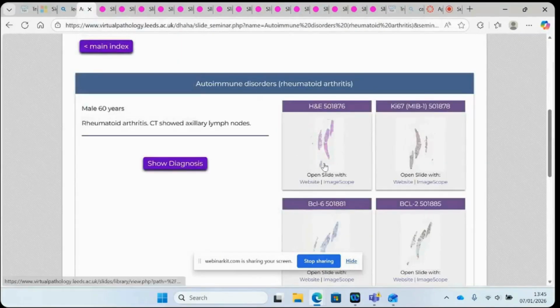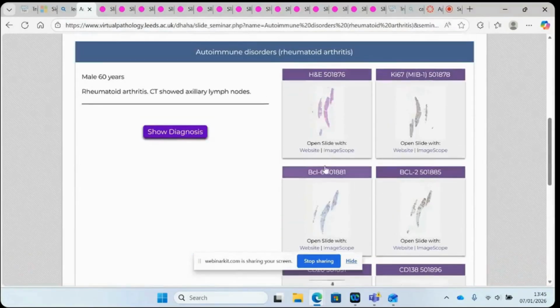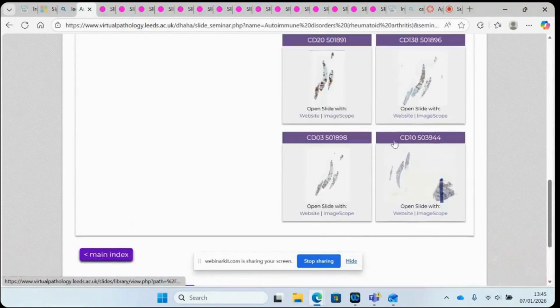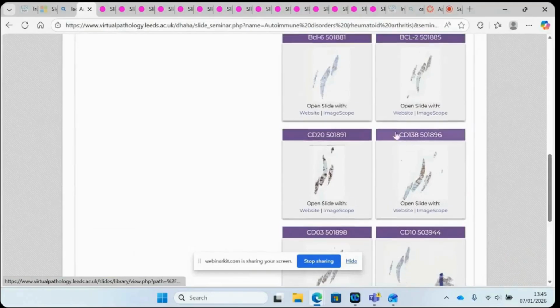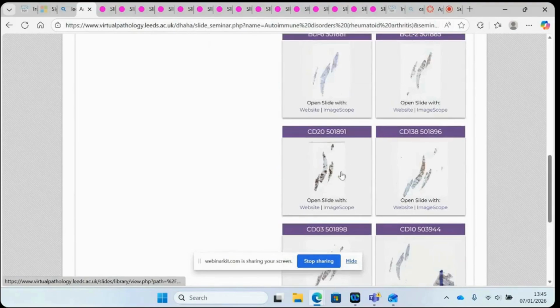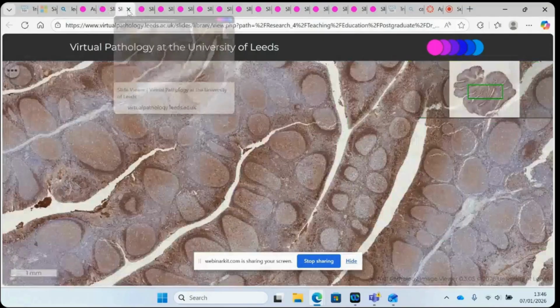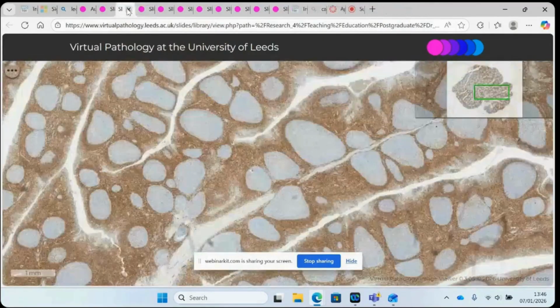Let's just see if we've got a CD21. No, they're not giving us a CD21. They've given us a CD10 though, and they've given us a BCL2, and they've given us a CD20. So on the basis of the CD10, the CD20, and the BCL2, we can say there's reactive. So let's start looking at the H&E to start with.